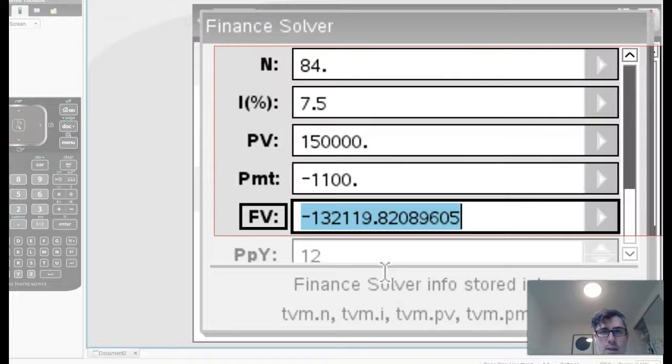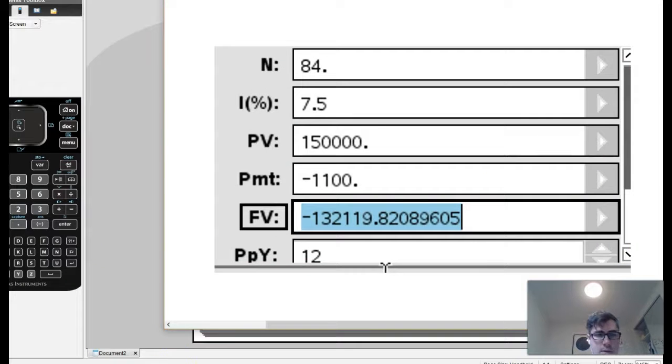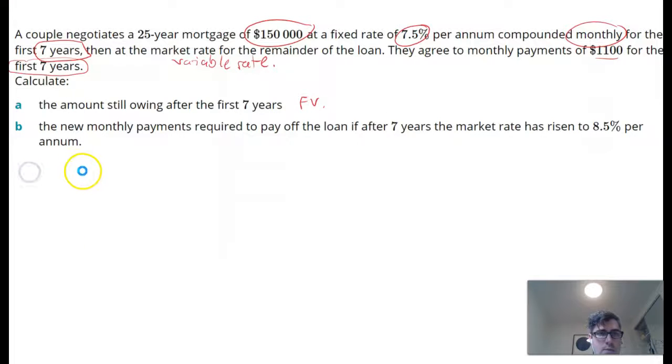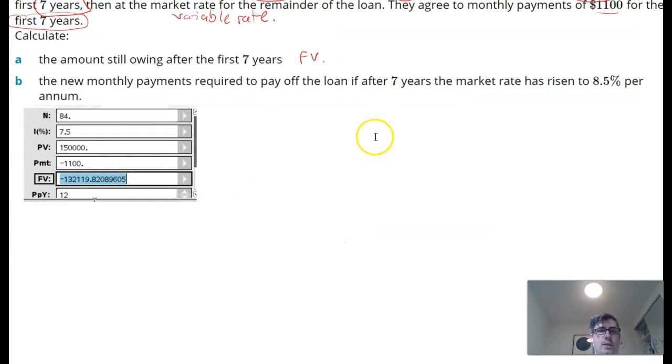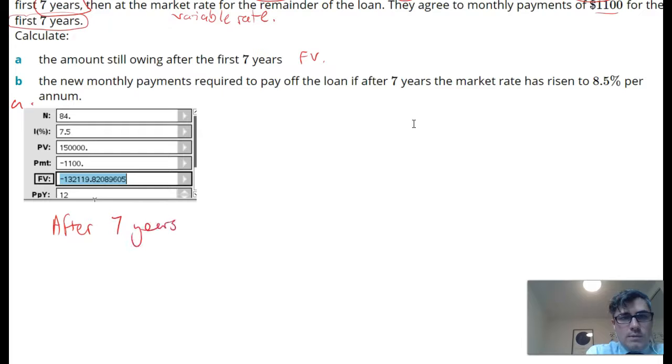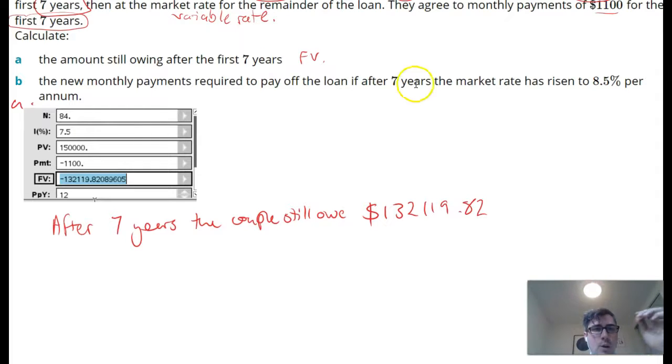Just cut and paste that into our workings. You'd obviously just write down what each of the cells you put in was. All right, so for part A, after 7 years, the couple still owe 132,119 and 82 cents. Alright, part B.